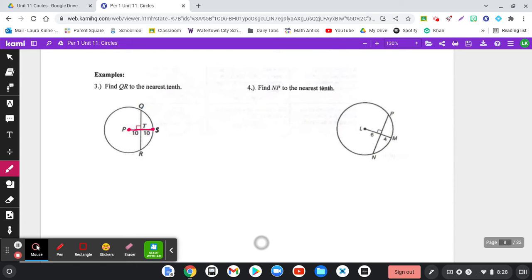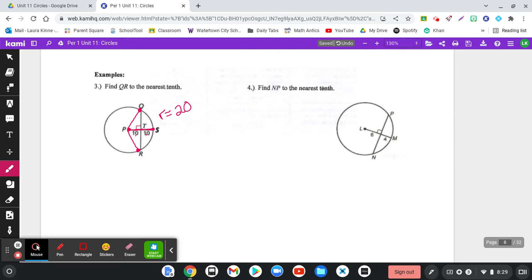Okay, and the radius would be 10 plus 10, 20. Well, you can draw a radius to any point on the outside from the center. 20, P to R, 20. Keep that in mind, okay?